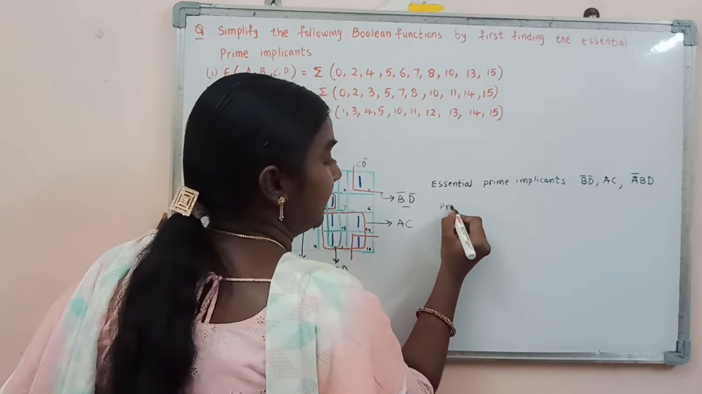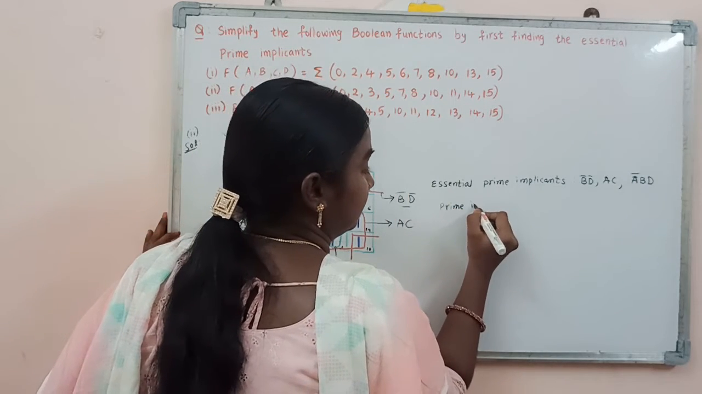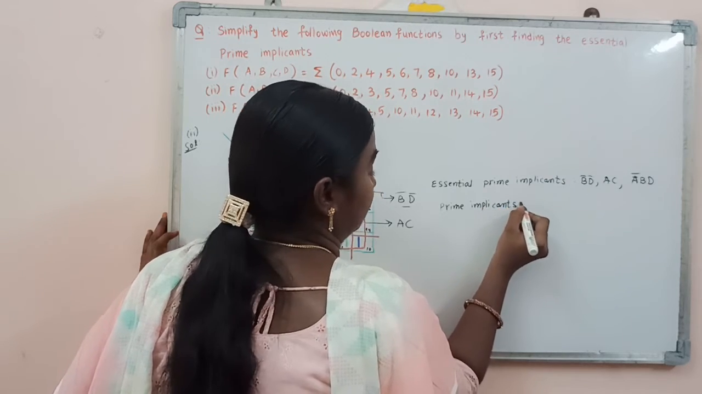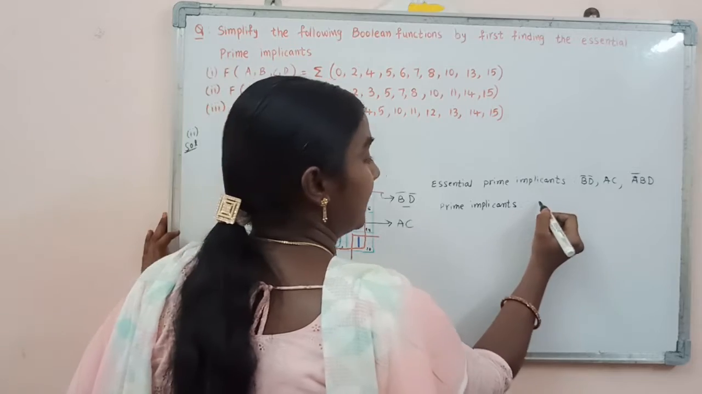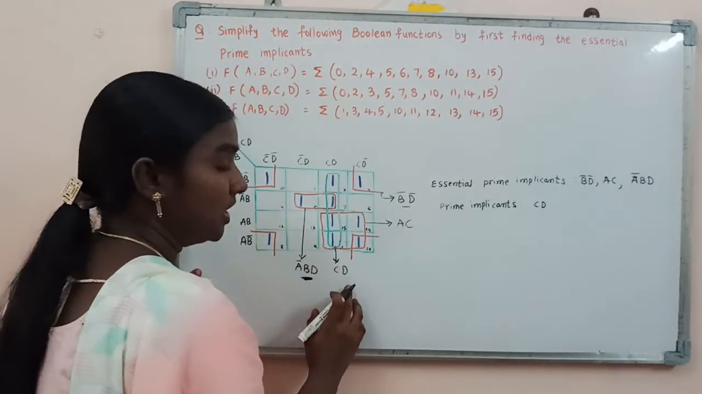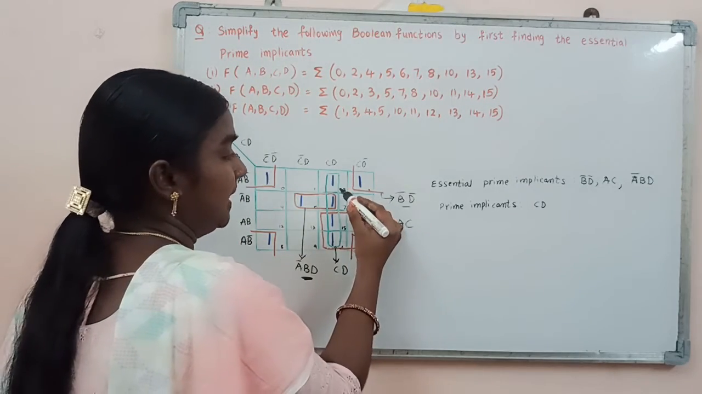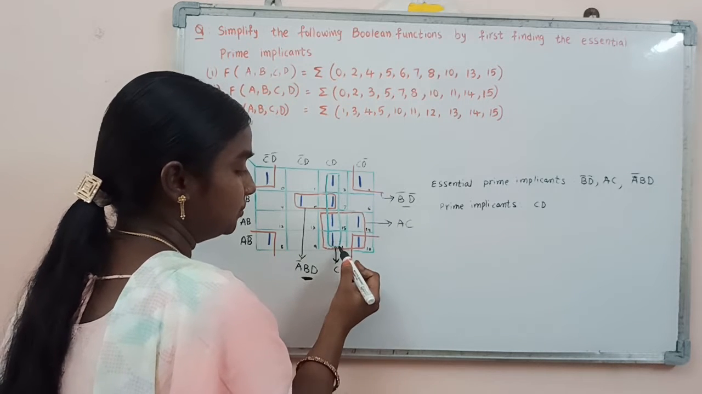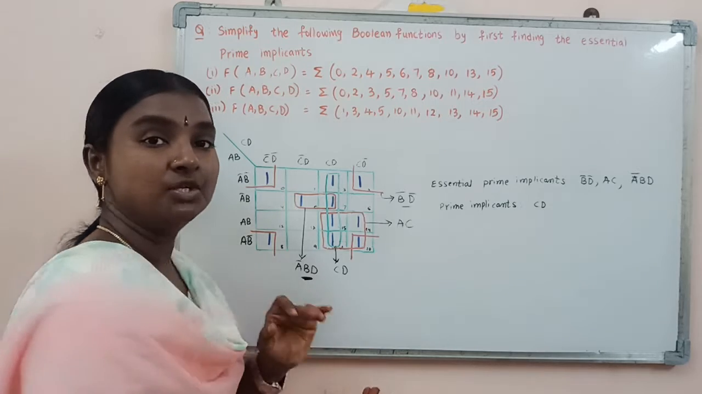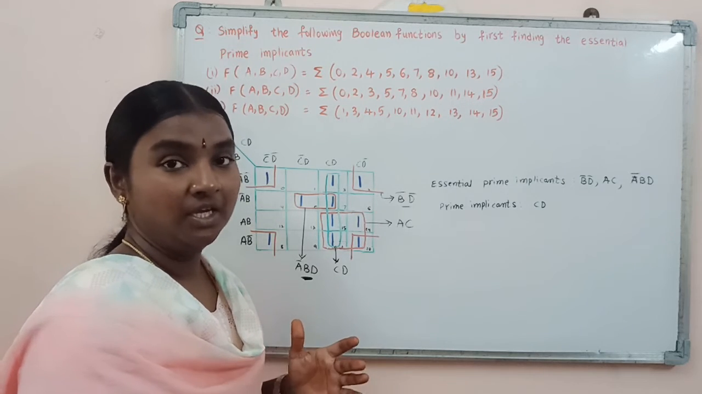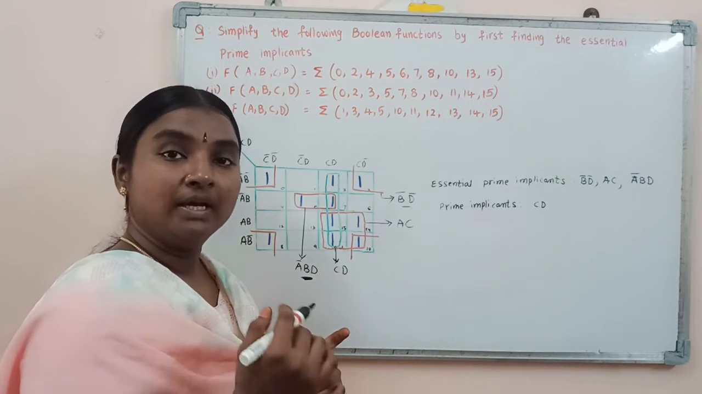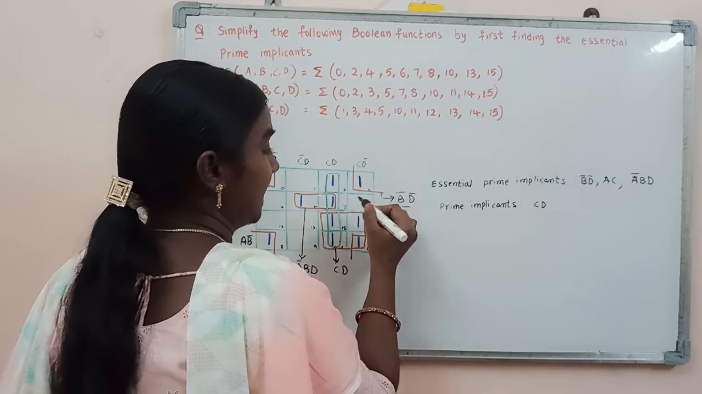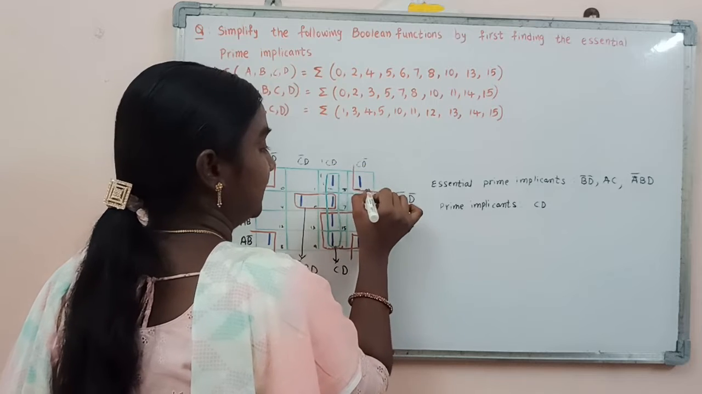Now prime implicants can be like CD. It will be a prime implicant because this is not an essential prime implicant. M3 has two chances, M7 has two chances, M15 has two chances, and M11 also has two chances to make a group here. So this is the normal prime implicant, or we can consider the other prime implicant can be like this.